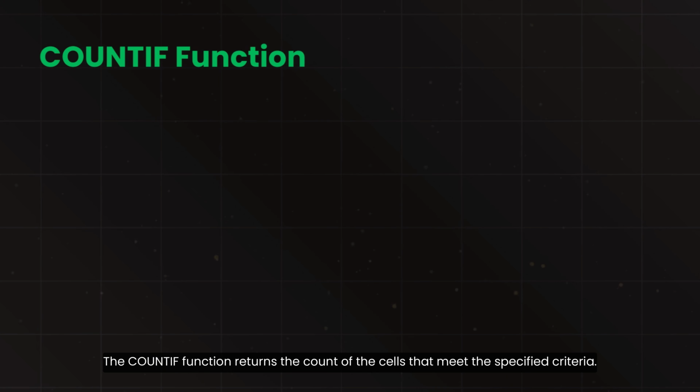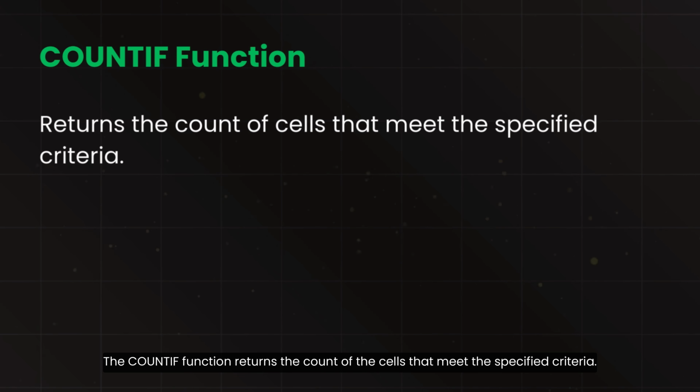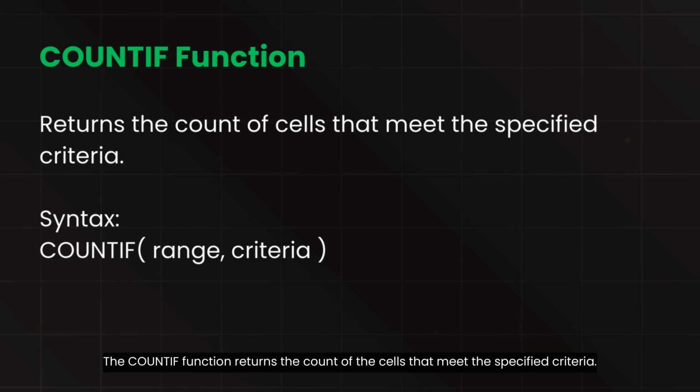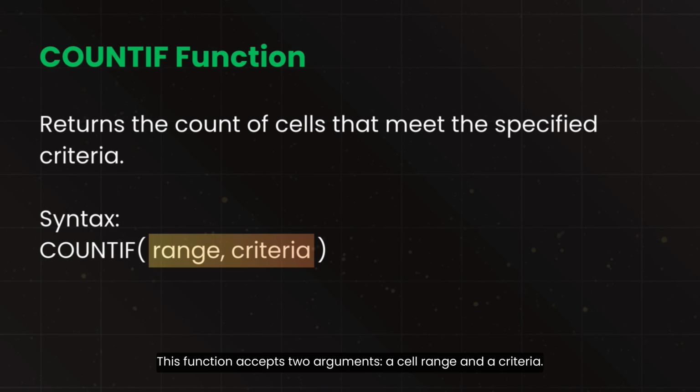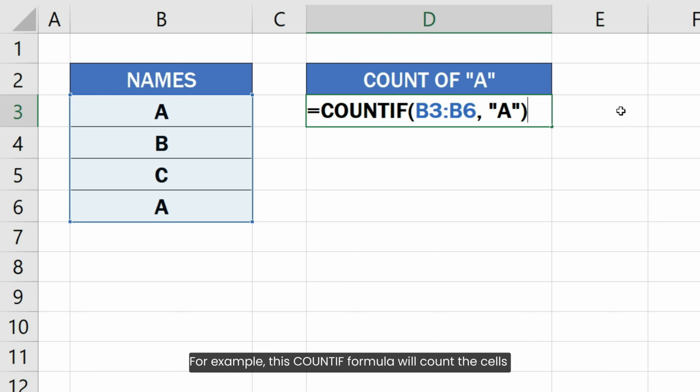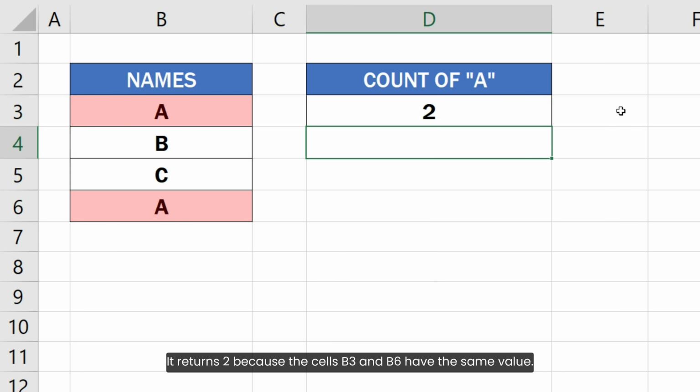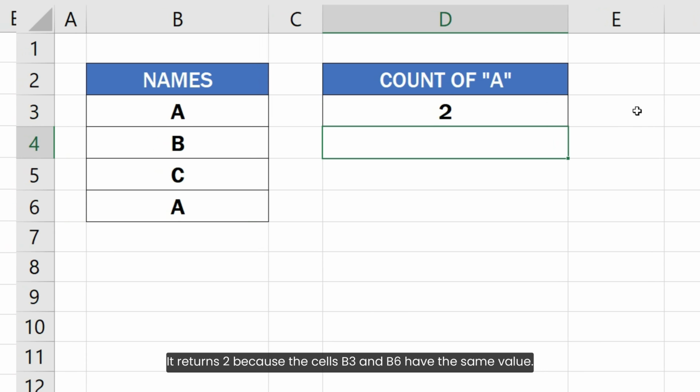The COUNTIF function returns the count of the cells that meet the specified criteria. This function accepts two arguments, a cell range and a criteria. For example, this COUNTIF formula will count the cells having text A in the B3 to B6 range. It returns 2 because the cells B3 and B6 have the same value.